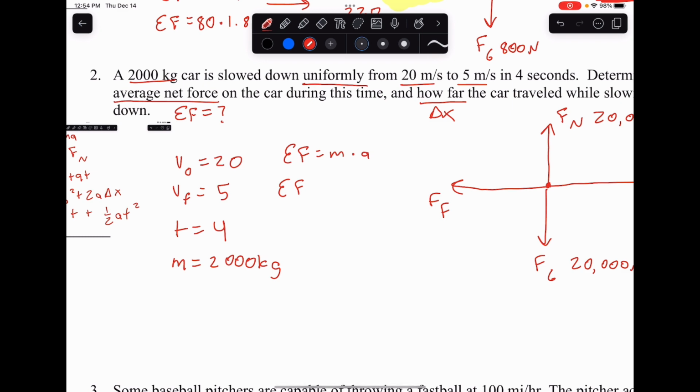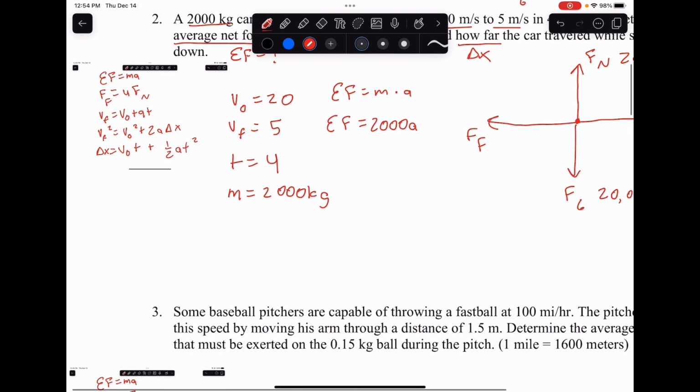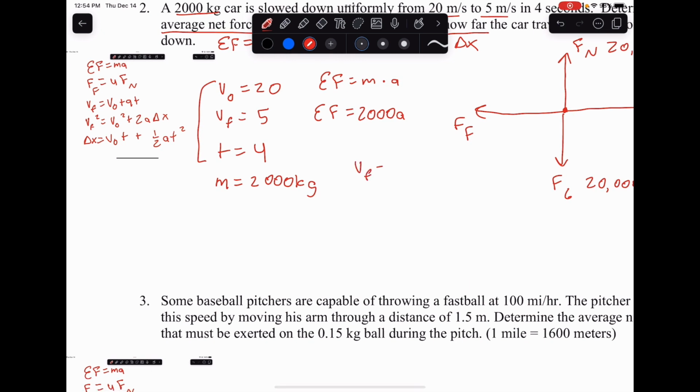So we don't have total force, but we have 2,000 A. And with this stuff, we can plug it into the equation. VF equals VO plus AT. And what that's going to do is give us the acceleration. So let's plug everything in. 5 equals 20 plus 4A. So 4A equals -15. Acceleration equals -15 over 4 meters per second squared.